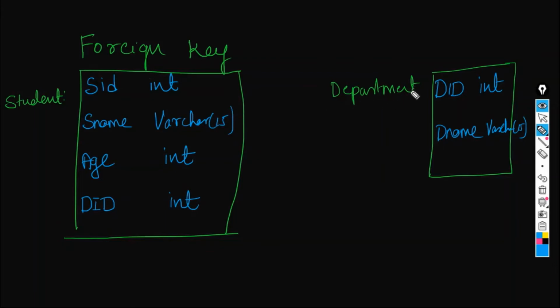Now we have a common column between this table and this table. This is going to be the primary key in this table. This will be primary key in this table. What does this mean? This SID is the column which will uniquely identify the rows in this table. This department ID is the one which identifies the unique records in this department table.